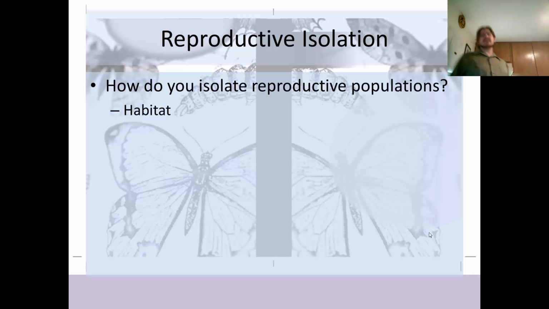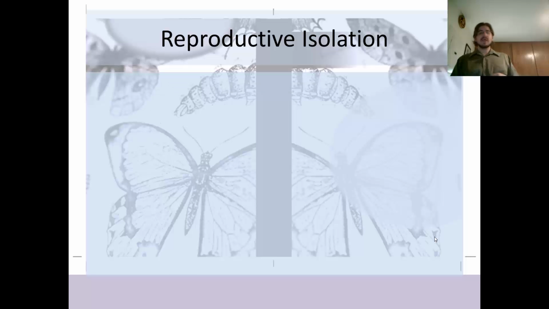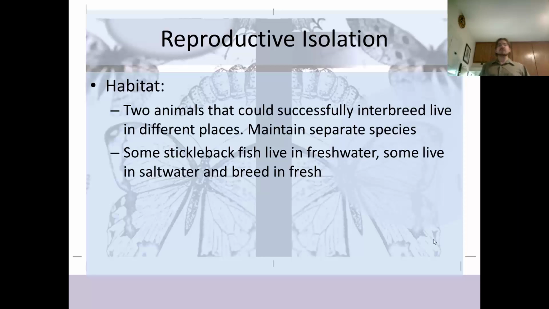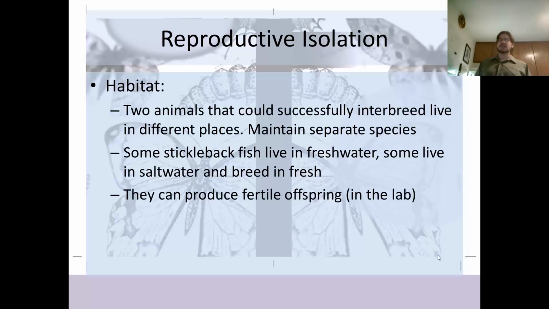You can get isolated reproduction through habitat, through timing of breeding, through behavioral approaches to breeding. So habitat. 2 animals that can successfully interbreed live in different places, and thus they're different species. Some stickleback fish live in freshwater, some live in saltwater and breed in freshwater. But their breeding grounds aren't nearby each other, so they don't interbreed. Even though in the lab, these stickleback fish can have fertile offspring.